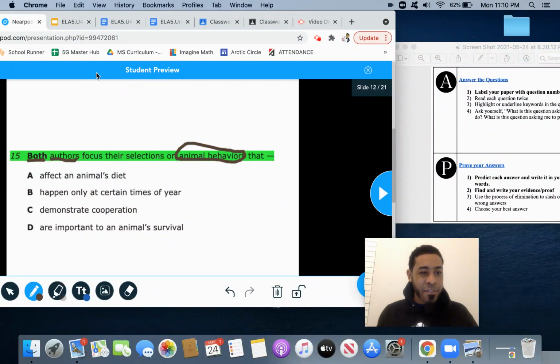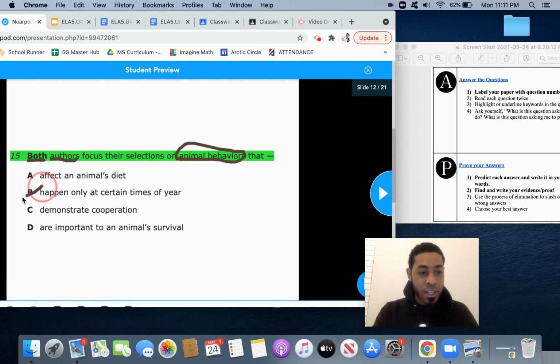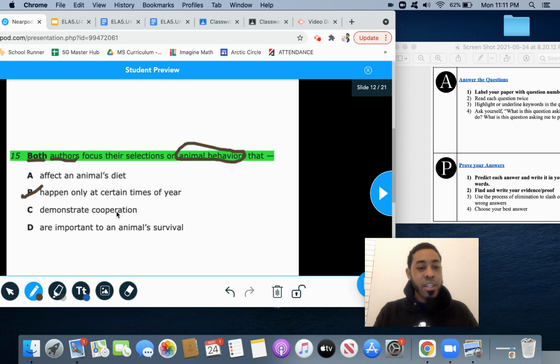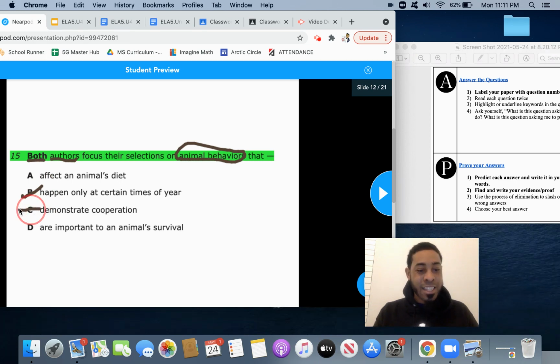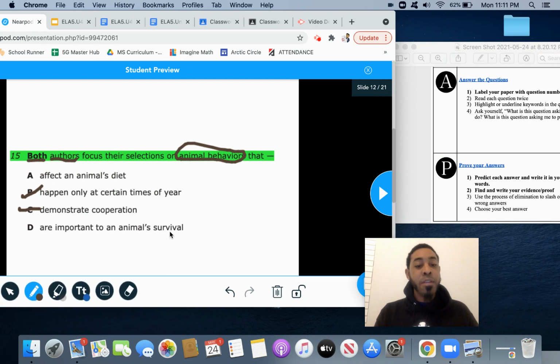First thing, so "affected animals' diet." Well, the dolphins were using sponges to eat, so I might keep that. "Happen only at certain times of year." I know koalas, it was hot, but the dolphins eat year round, so we slashed that. "Demonstrate cooperation." That doesn't stand out. "Are important to an animal's survival." Okay, so let's talk about that. Let's talk this out. "Affect the animal's diet."